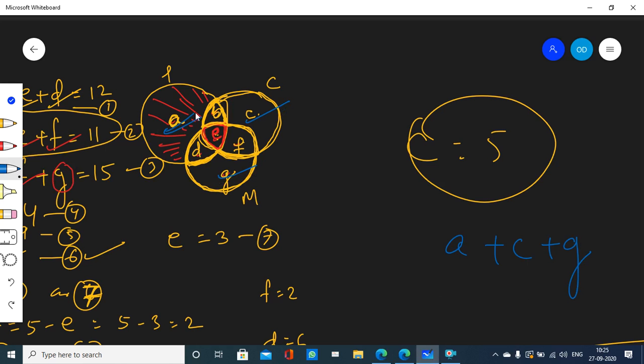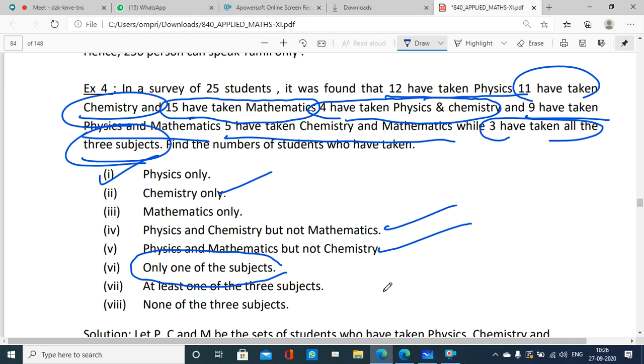Why? Because you see, this A number of people, this C number of people, this G number of people, they study only one subject, not more than one, right? These A people study only physics. These C people study only chemistry. This G number of people study only mathematics. They study only one subject, not more than that, right? So you have to add them up. A plus C plus G. Get it? Only one of the subjects. Okay. Next.